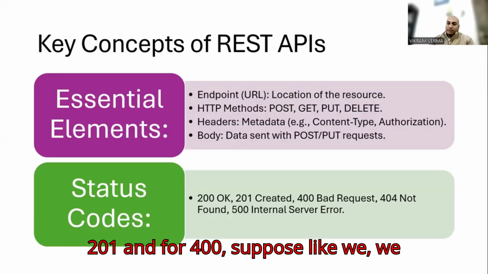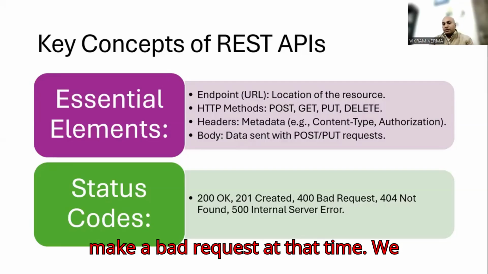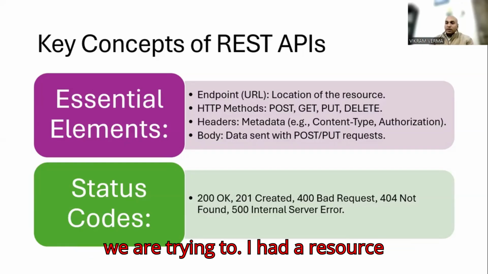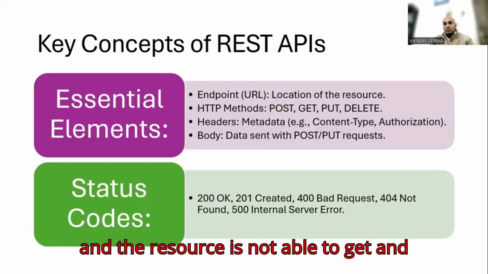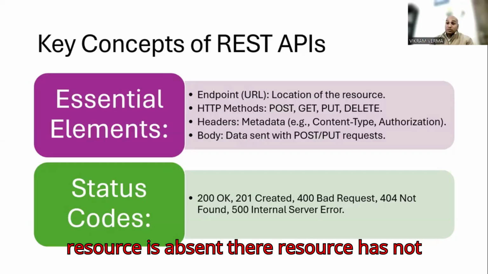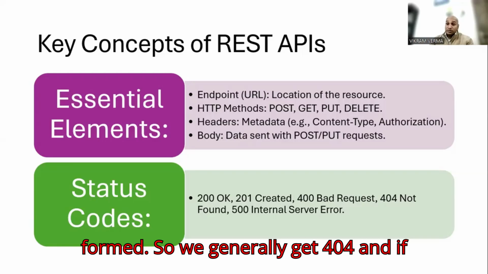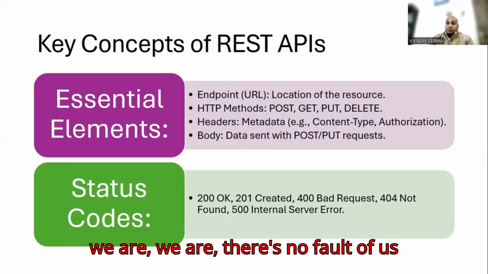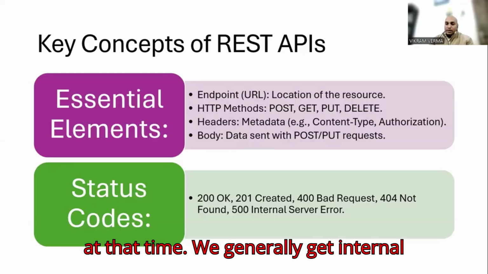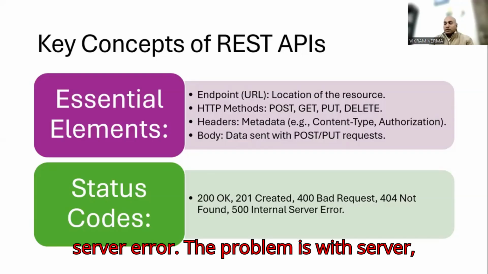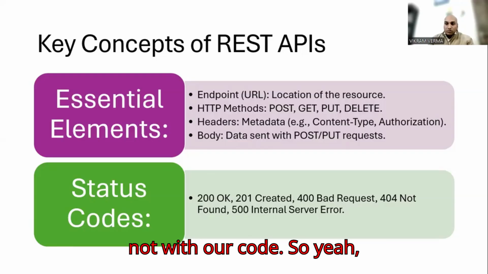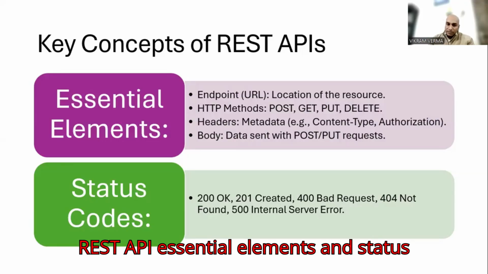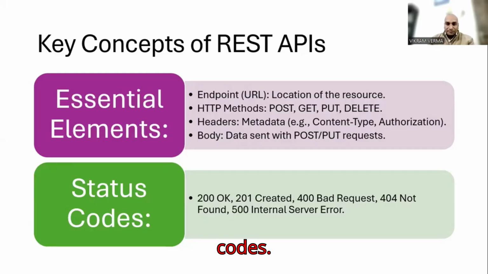For 400, suppose we make a bad request, at that time we generally get this 400 status code. When we are trying to get a resource and the resource is absent there, the resource is not found, so we generally get 404. And if there's no fault of ours, at that time we generally get internal server error. The problem is with the server, not with our code. So there are a few key concepts of REST API: essential elements and status codes.